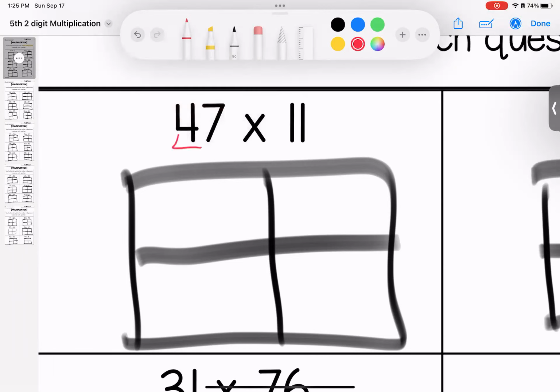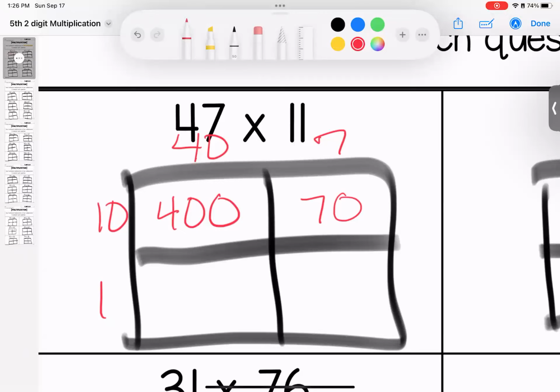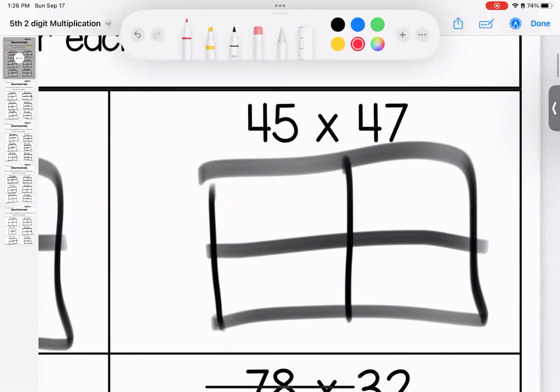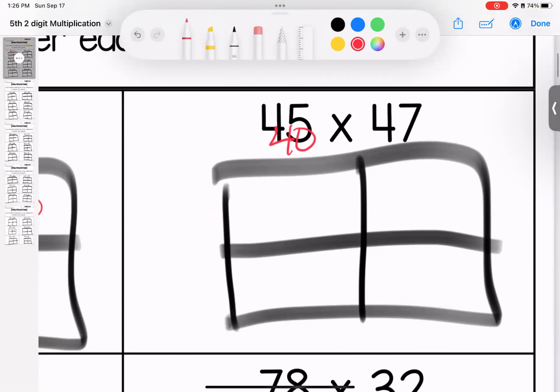So let's get started. We're going to break this down into 40 and 7, 10 and 1. 4 times 1 is 4 with 2 zeros. 1 times 7 is 7 with a 0. 40 times 1 is 40, and 7 times 1 is 7. If I stack and add these, and because of space, I'm not going to show you the actual addition, this would be 517.